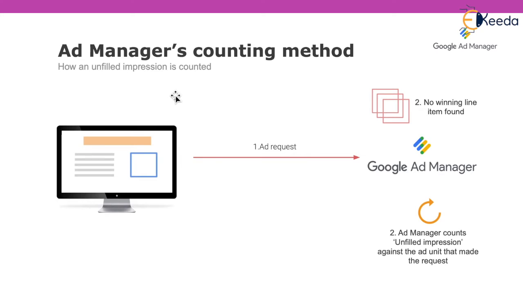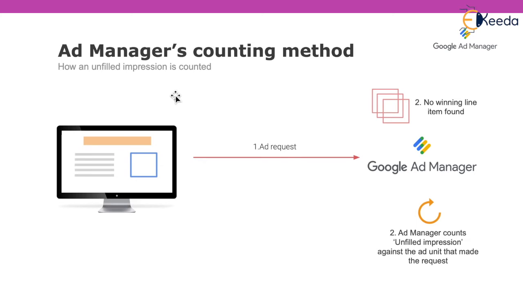As per Google, an unfilled impression is any ad request to which the ad server, that is Google Ad Manager, did not respond with any line item. This means that Ad Manager did not have any line item in its UI that could satisfy the request, or that did not go as per the settings of the line item. So this is an unfilled impression.